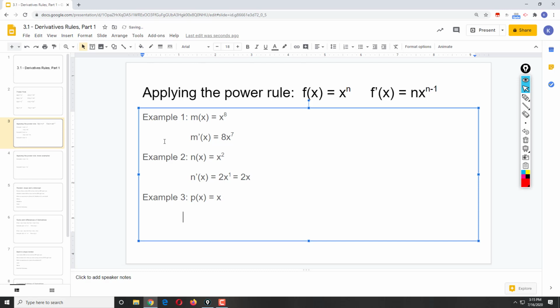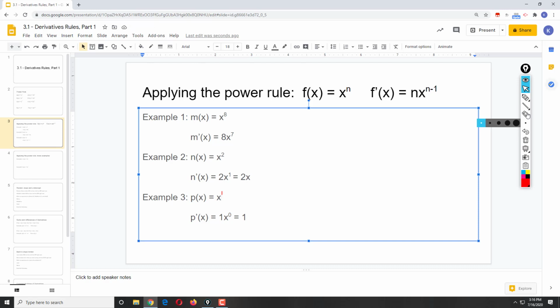Last one. p of x equals x. What's the derivative? Some students might get confused at this point. But remember, x is just the same as x to the 1 power. Therefore, our derivative p prime of x is just 1 times x to the 0th power. Of course, 1 times anything is itself, so the 1 goes away. Any number to the 0th power is 1. So the derivative of x is just 1.